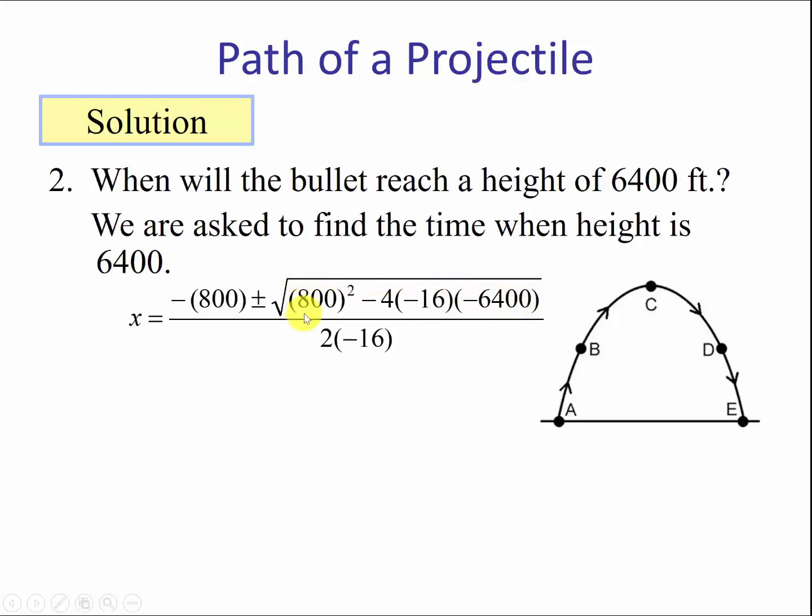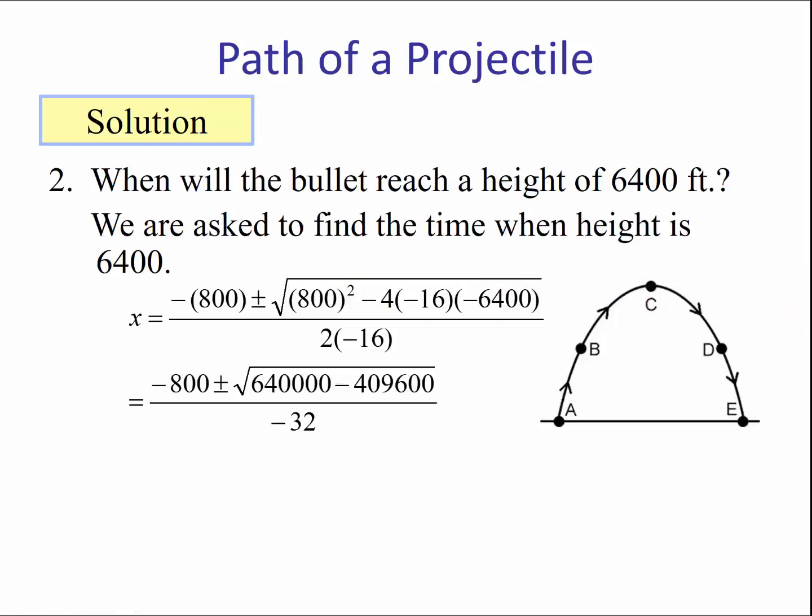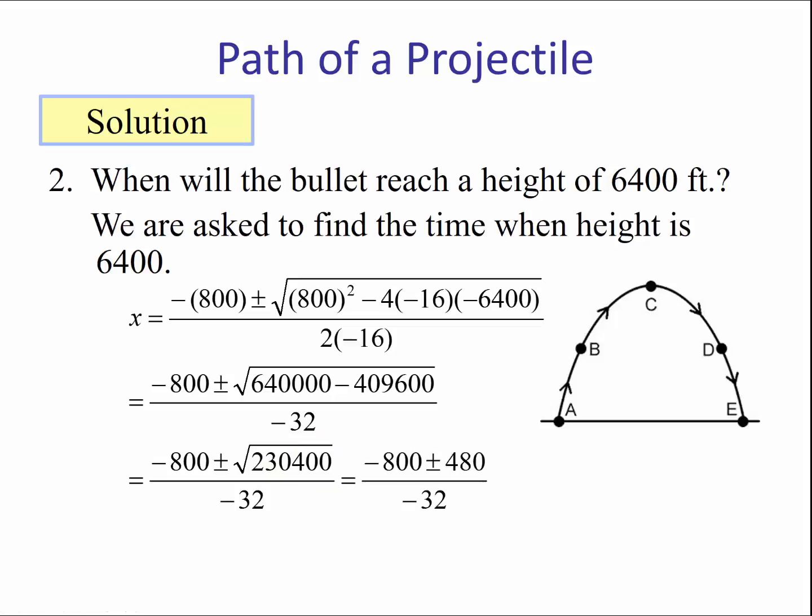Order of operations, we have to compute what's inside the square root first. So we first have to square, then we have to take 4 times negative 16 times negative 6,400, then subtract, and then take the square root. So we have 640,000 minus 409,600. Subtracting those two, we get 230,400. Believe it or not, that turns out to be a perfect square. Use your calculator, and we see that the square root becomes 480.